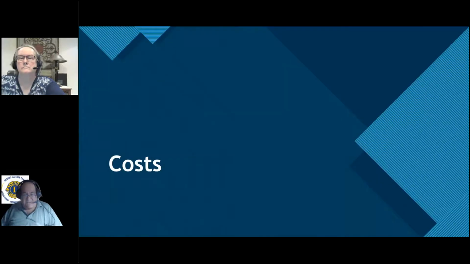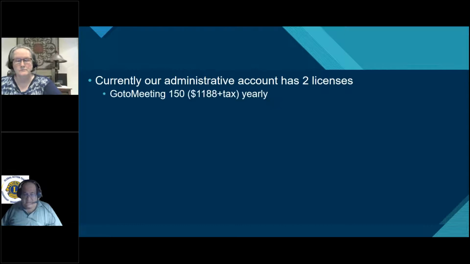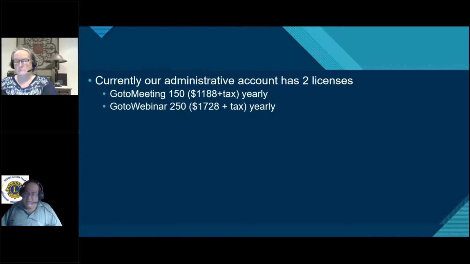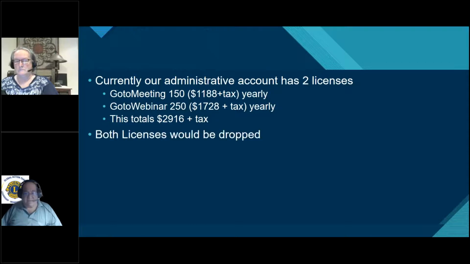The cost, let's get down to brass tacks. So currently we have the two licenses. GoToMeeting 150 is $11.88 plus tax, and tax is around 8.9%. If you want to round it up to 10%, that's about $118 in tax. The GoToWebinar 250 license is $17.28 a year plus tax, which totals about $29.16 in tax, which is about $3,200, give or take, probably a little less. Both licenses would go away.